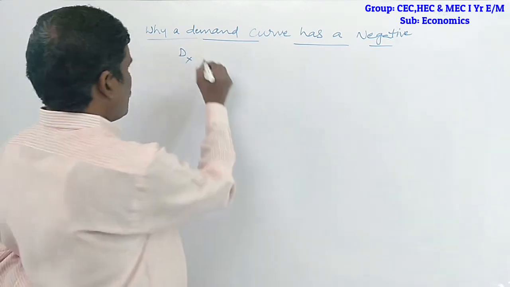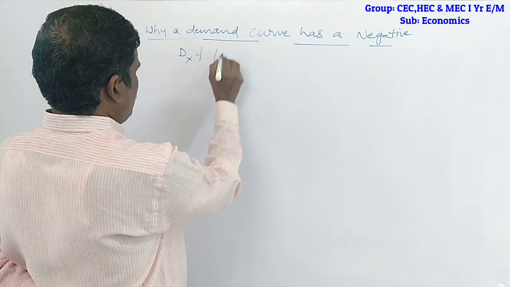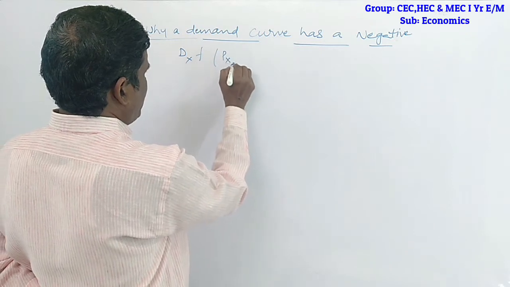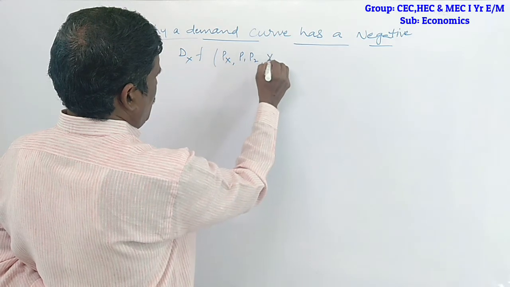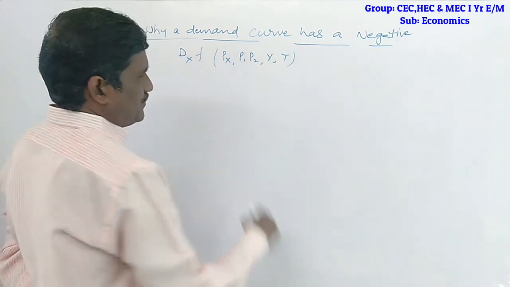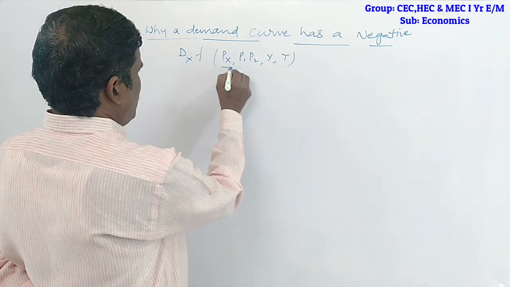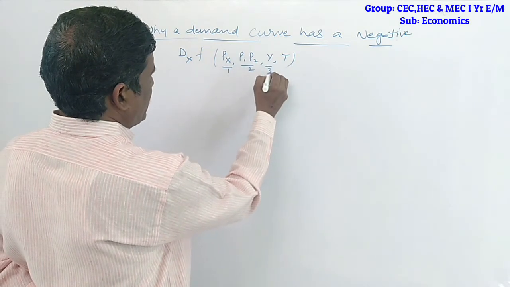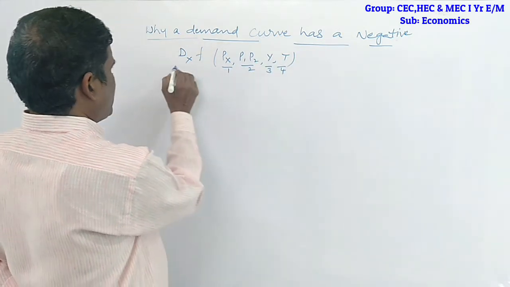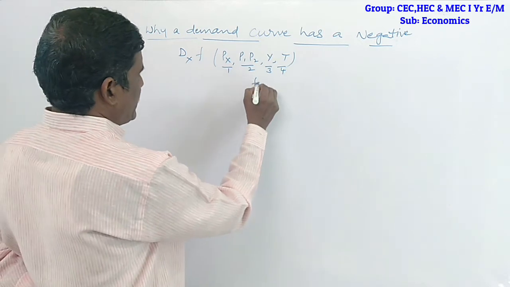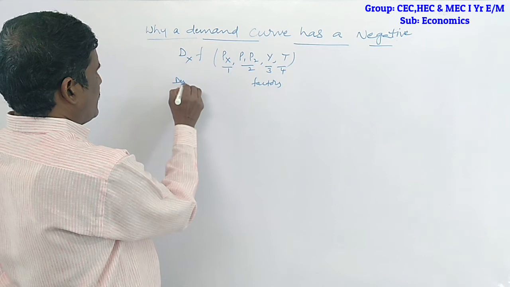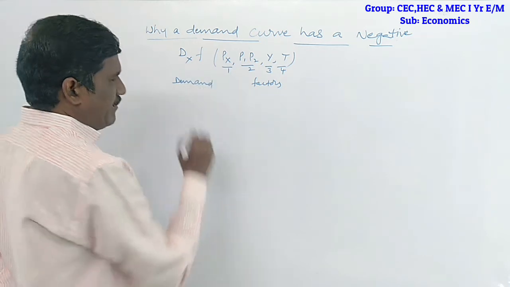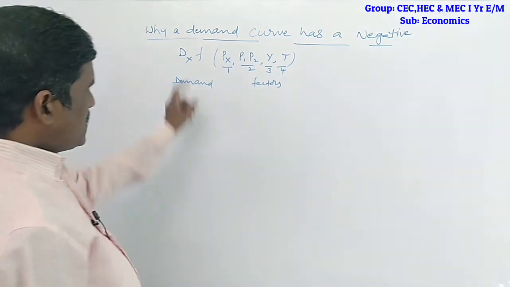Dx is a function of Px, P1, P2, Y. Here, this is the first factor, this is the second factor, this is the third factor, this is the fourth factor. So these are all called factors, as we already discussed. And this is called demand.